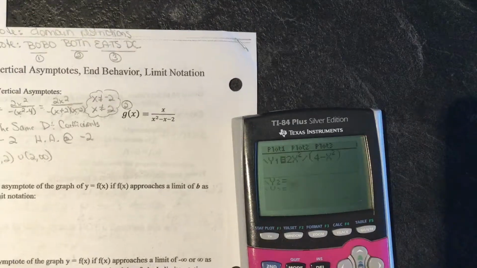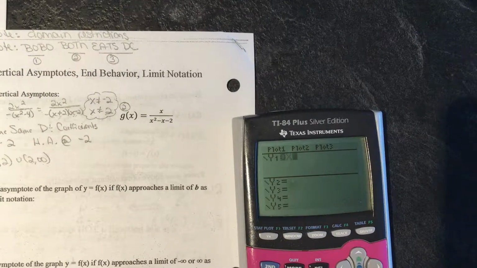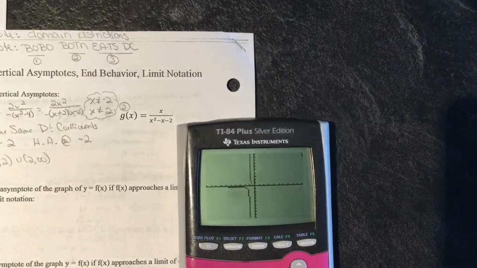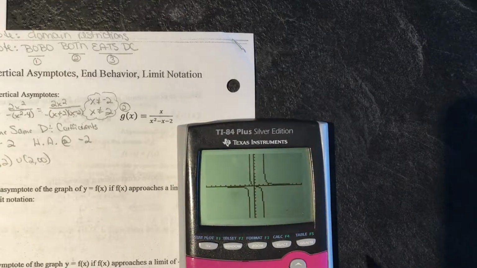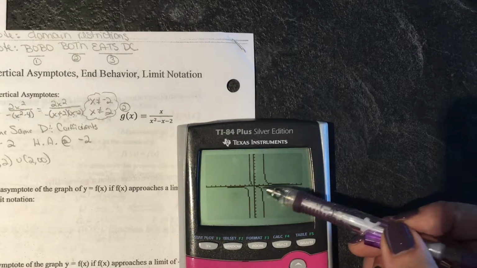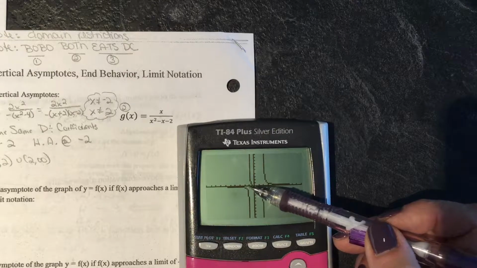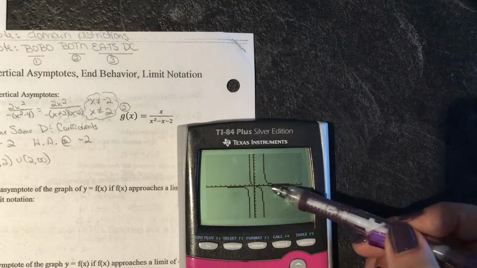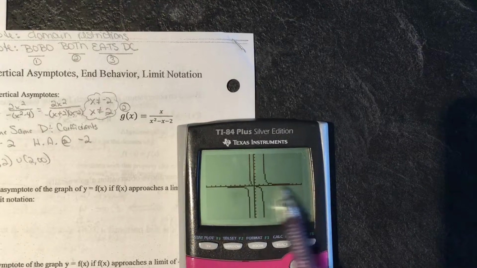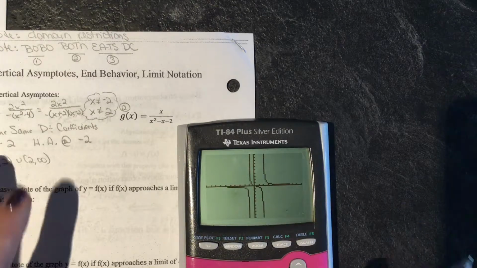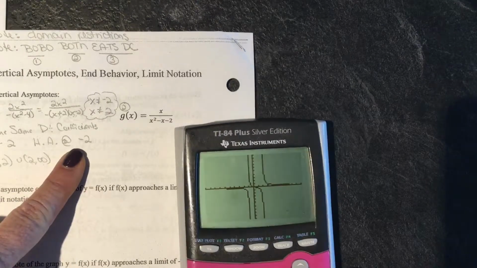I will type that into my calculator as x divided by quantity x squared minus x minus 2. And I graph that. Let's just eyeball it, looking at the graph. Looks like I might have a vertical asymptote, maybe at -2, or excuse me, -1, and possibly at +2. Maybe a horizontal asymptote at 0 here. But let's now apply what we've learned and verify that algebraically.